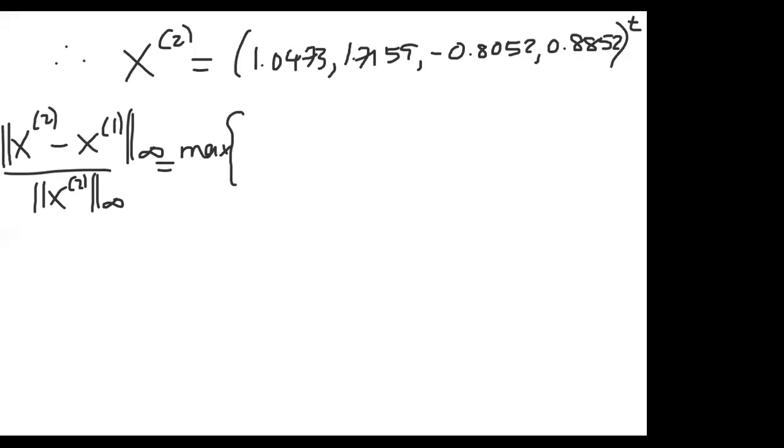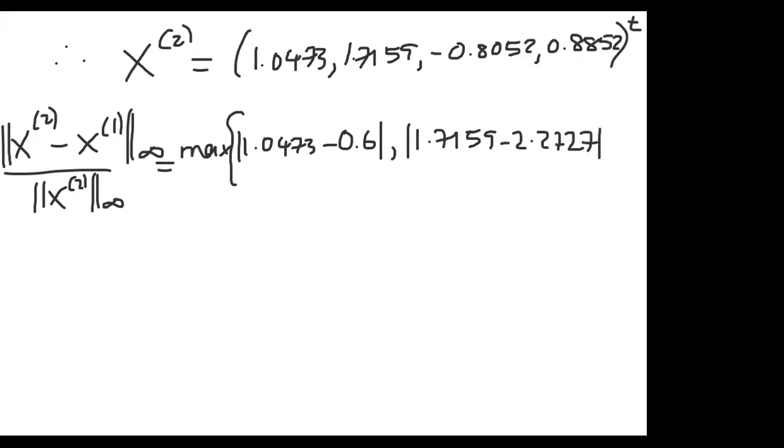So I'll start with the first value, 1.0473, then minus small x11, but remember that we got 0.6. So you keep that value, you move on to the next value. It will be 1.7159 minus the value which we got, and it's 2.2727. Absolute value of that. I've run out of space here, so let me continue down there.